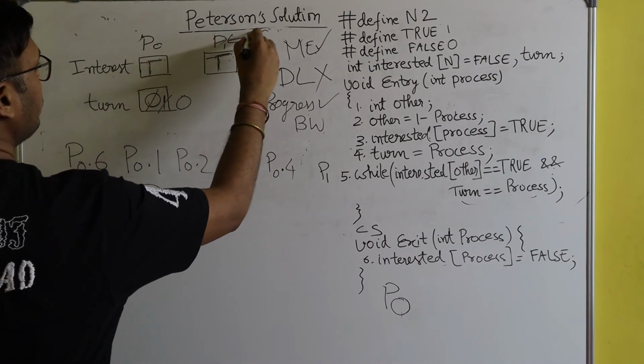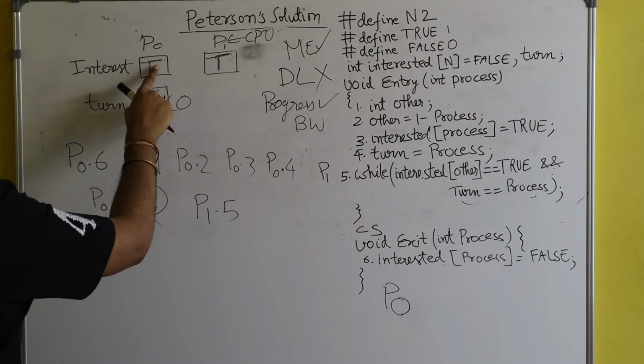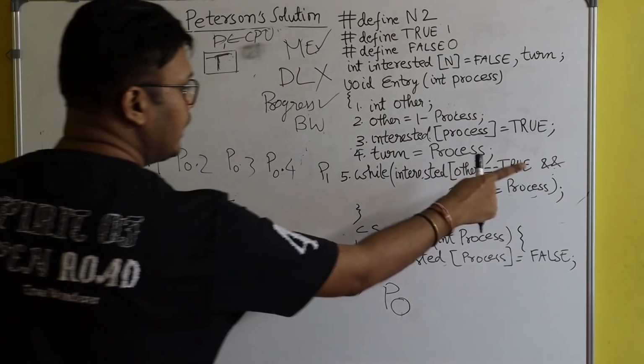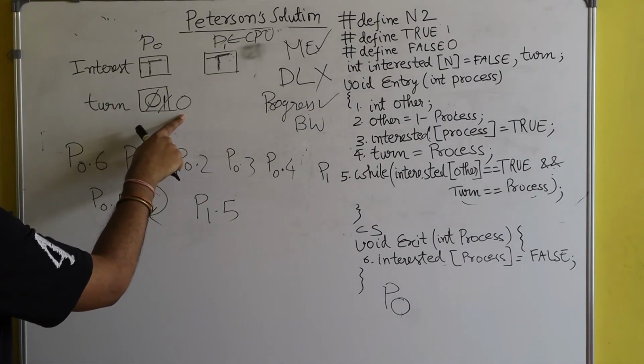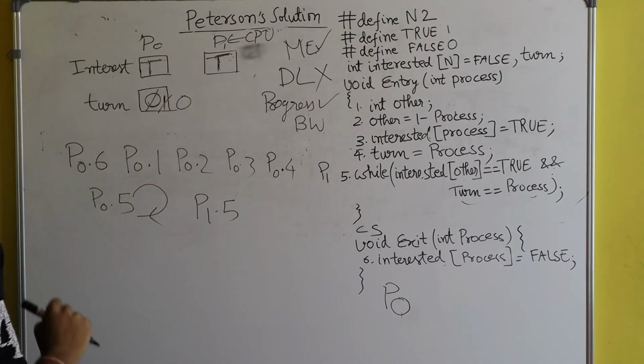So now CPU is with P1. So now other is P0. So interest of other is true. Yes, interest of other is true. And turn is equal to process? No. Turn is not 1, turn is 0, so turn is not equal to process.